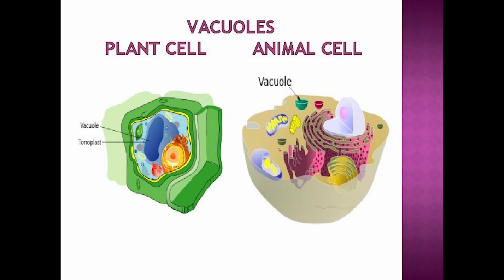Vacuoles. Location: plant and animal cells. Structure: in animal cells, vacuoles are large in number and small in size, while in plant cells, there is only one large vacuole. Function: to store material like water, salt, and proteins.